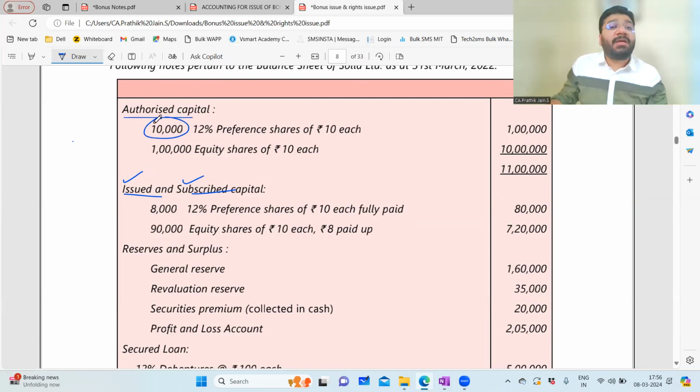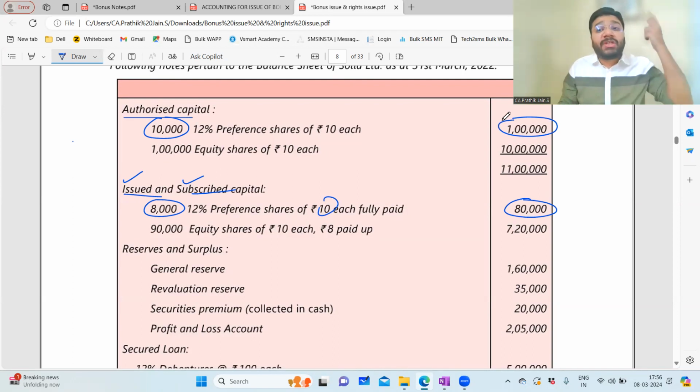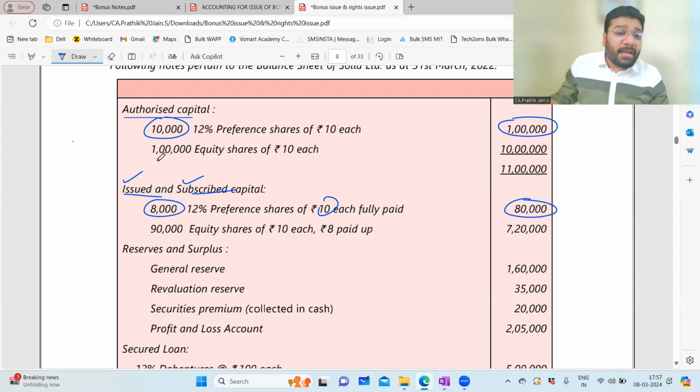So 10,000 is the authorized number of shares. In that, how much did you offer and allot to the shareholders? 8,000 shares of 10 rupees, so 80,000 rupees is collected out of 1 lakh rupees. So how much more can be issued in future? 20,000 more, that is 20,000 amount, 2,000 number of shares more. If I want to issue 3,000, then what am I supposed to do? For the extra 1,000, I have to amend the MOA. Clear with this point? Then out of 1 lakh equity shares, how many shares have been offered to the public and subscribed? 90,000 have been offered to the public for subscription.